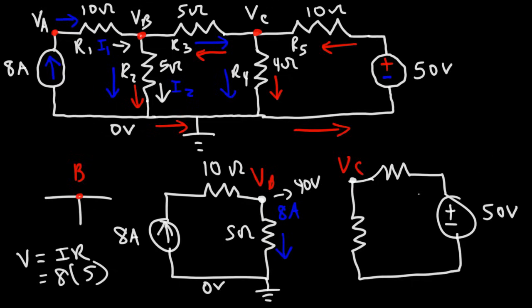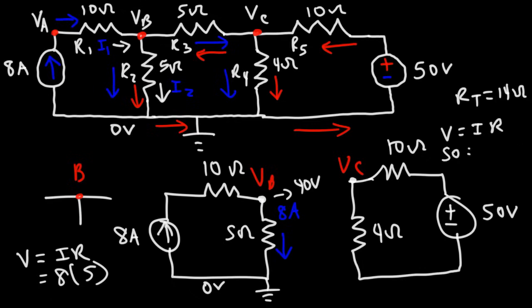Now, let's focus on the circuit on the right side. We have a 50 volt voltage source, a 10 ohm resistor, and a 4 ohm resistor. Those two resistors are in series, so the total resistance is 14 ohms. We need to calculate the current in the circuit. So using V equals IR, the voltage across those two resistors is 50, and those two resistors add up to 14. So the current in the circuit is going to be 50 divided by 14, which gives us a current of 3.571 amps.